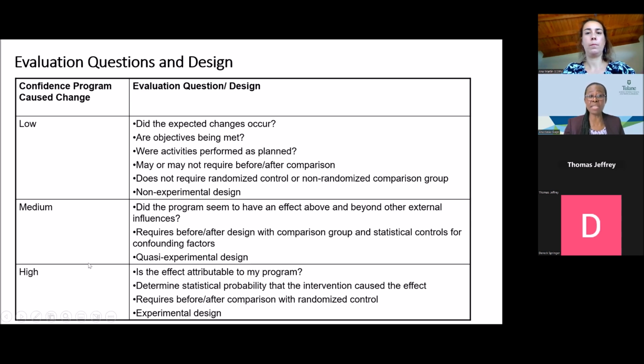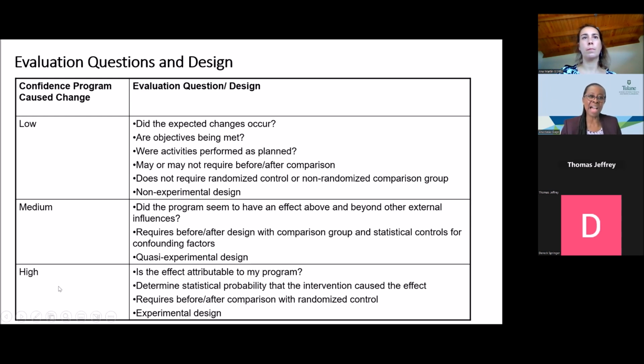If it's medium, you can have medium confidence. Did the program seem to have an effect above and beyond other external influences? This requires a before and after design with a comparison group and statistical controls for confounding factors. This is your quasi-experimental design. You still can't say, like I found from one journal reviewer, that your program caused the change. You can only say it's plausible that the program caused the change.